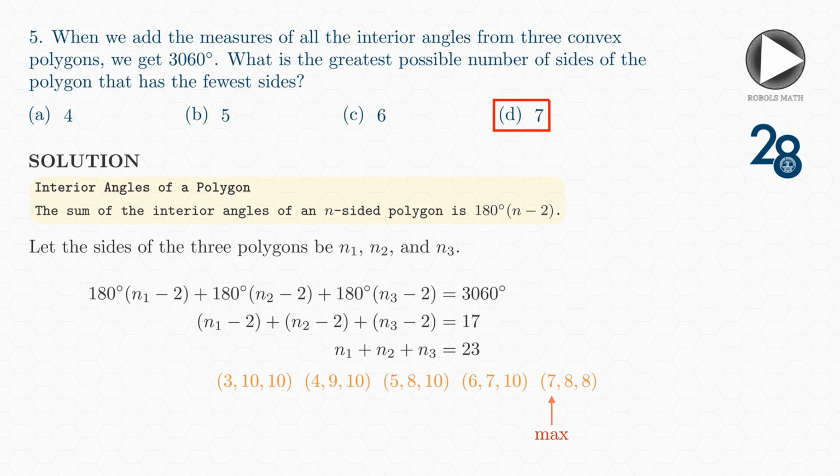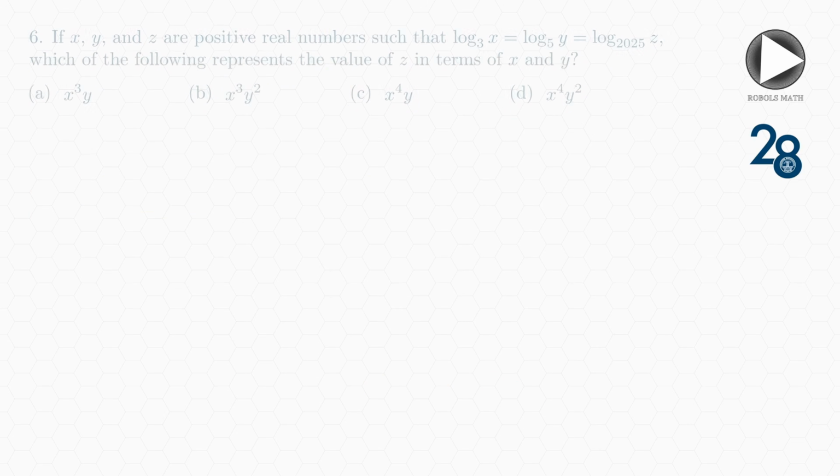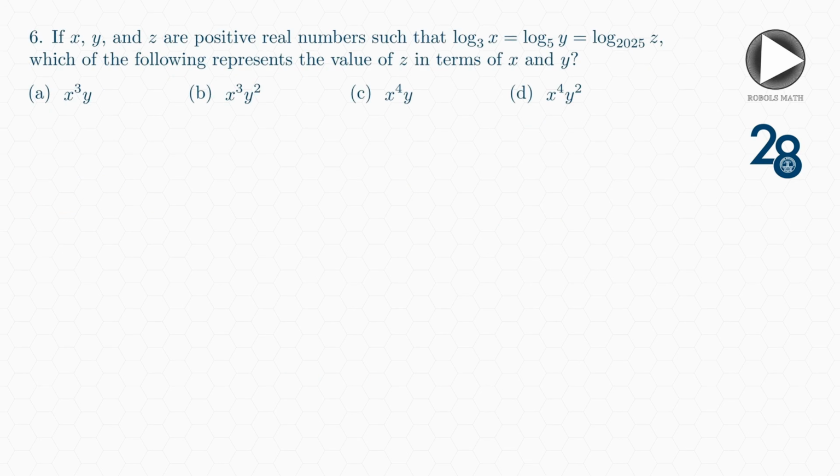Okay, let's look at number 6. If x, y, and z are positive real numbers such that log of x base 3 equals log of y base 5 is equal to log of z base 2025, which of the following represents the value of z in terms of x and y?